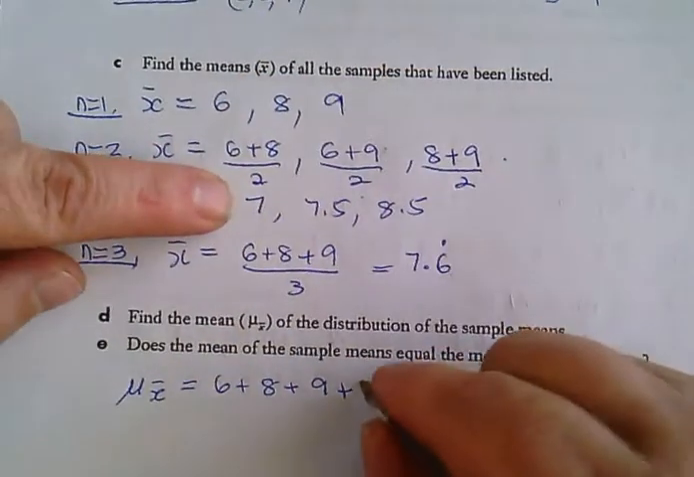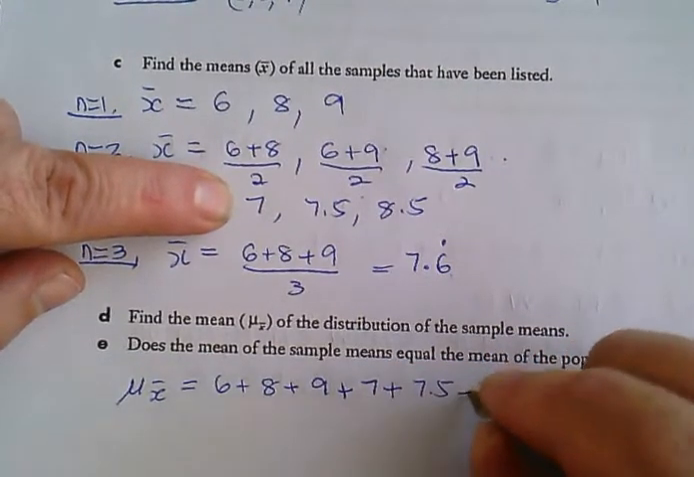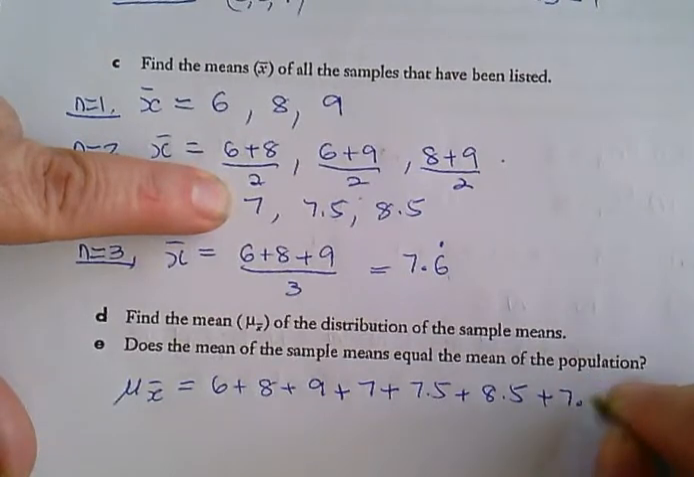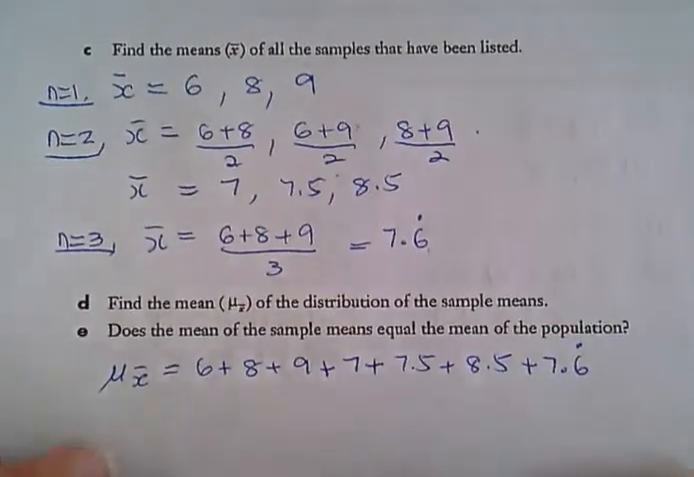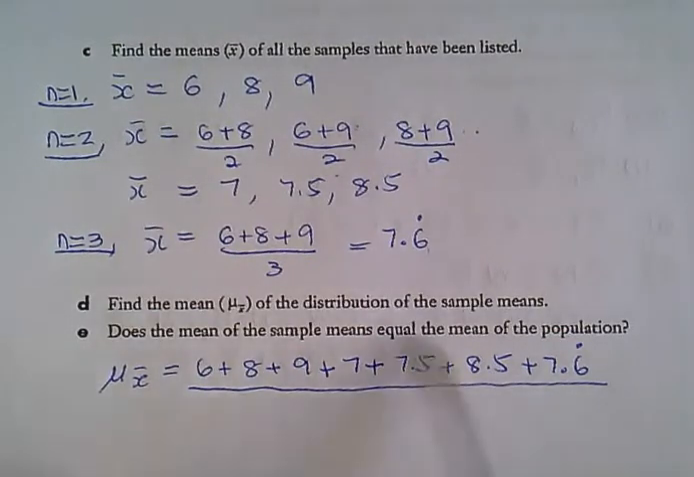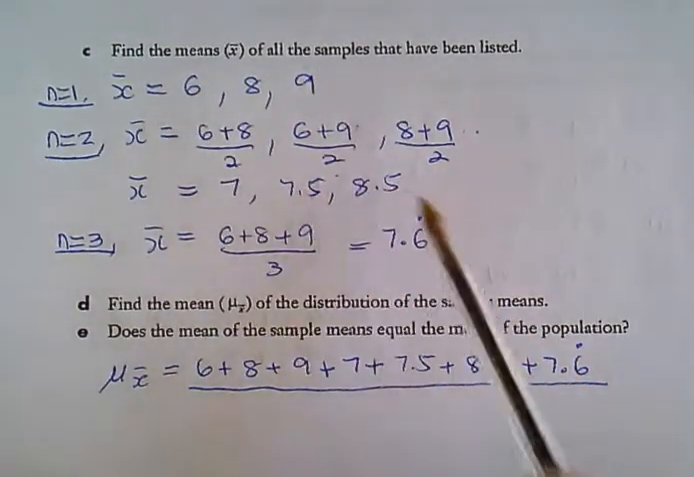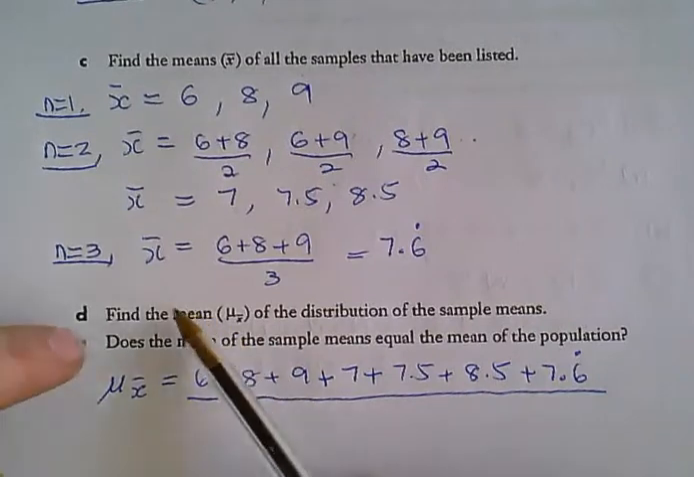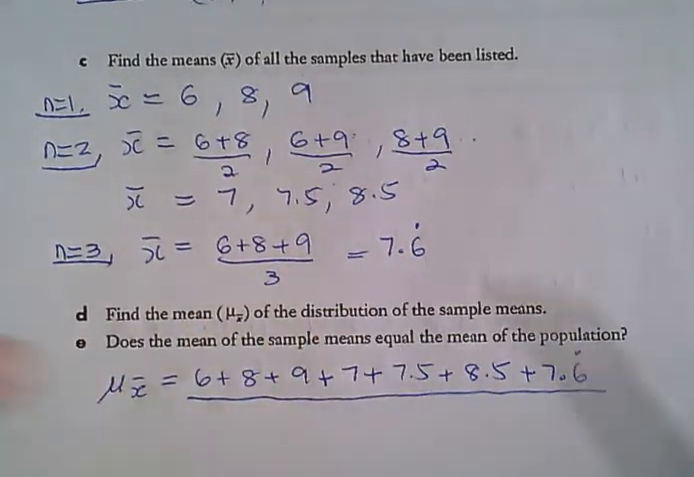7, 7.5, 8.5, and 7.6 recurring, and it has to be entered that way, over how many numbers? 1, 2, 3, 4, 5, 6, 7. See how there were 7 possible samples? I do the mean of each of those samples and find the mean of those. I do the mean of the means. This is the mean of the sample means.